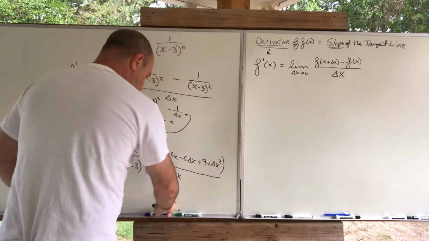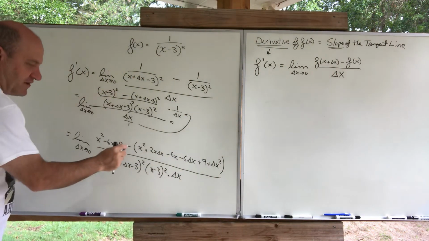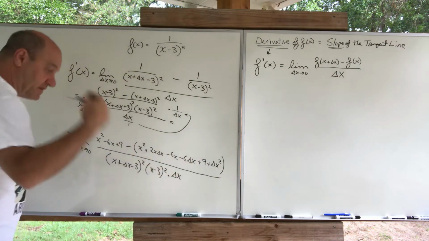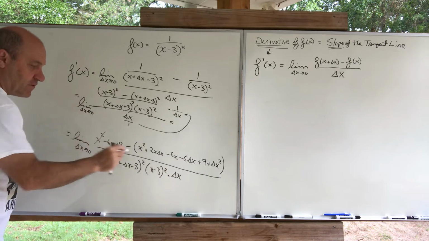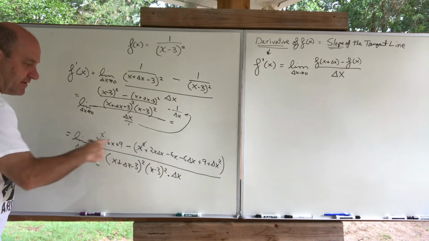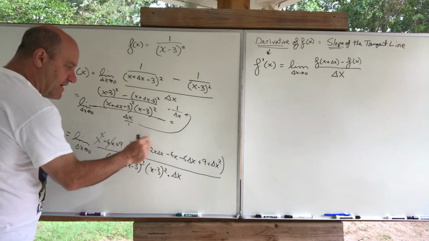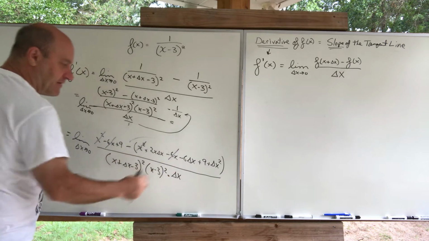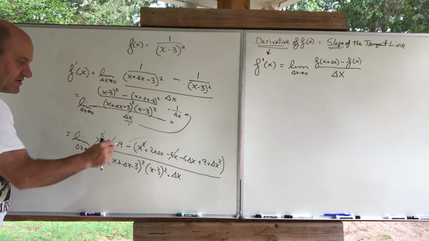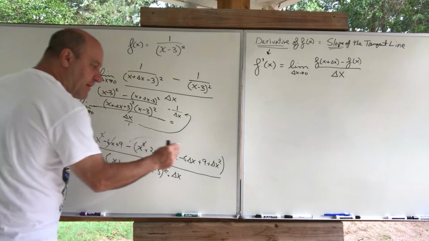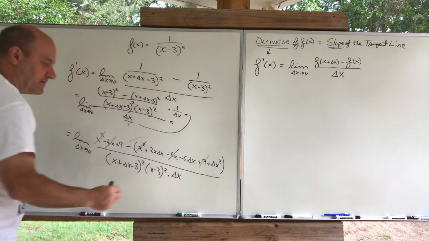I'm going to cancel several things in this numerator. When I distribute this negative sign, which I'll do in my head, that x squared is going to cancel with that x squared. It's going to be a negative x squared. That negative 6x and a positive 6x will cancel. There's a positive 9, and the negative sign makes it a negative 9. That'll cancel.